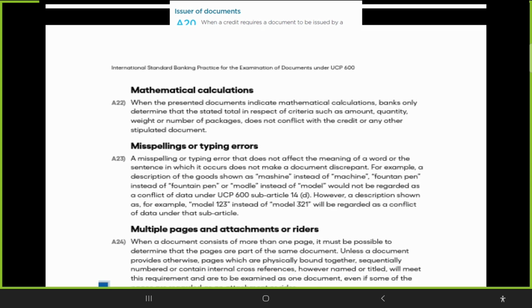So ideally, what you should understand is whether it is giving a different meaning altogether, whether it is going to add a different description of goods, or a different sentence or a word with different meaning. Then in that case, you will quote it as a discrepancy. Otherwise, simply disregard all those misspellings or typing errors.